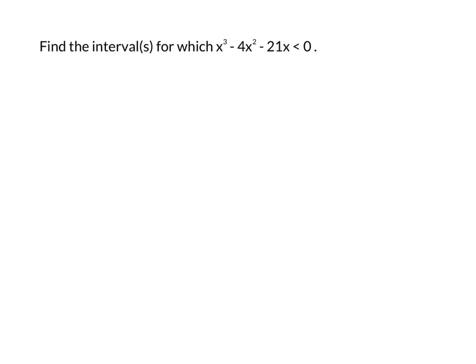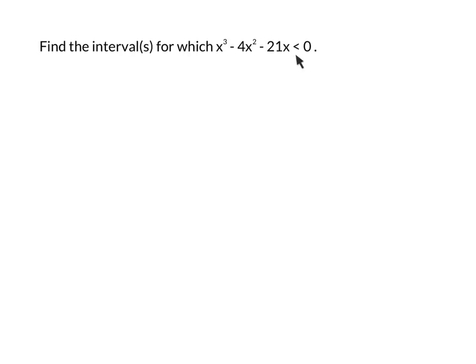Hello there. Today we're doing a polynomial inequality problem. We have this polynomial equation, x cubed minus 4x squared minus 21x. We want to figure out for what intervals, so what values of x, is this graph below the x-axis, or when is the y value less than 0.